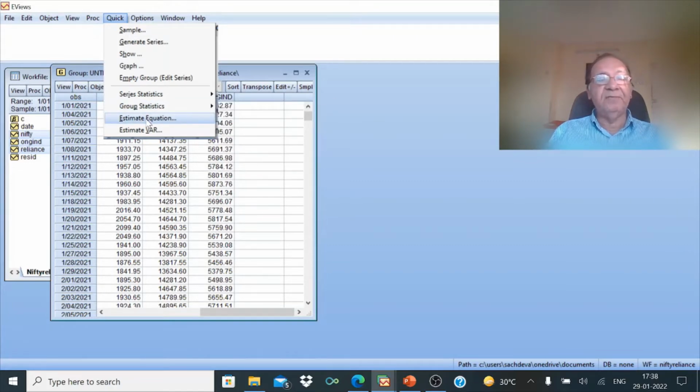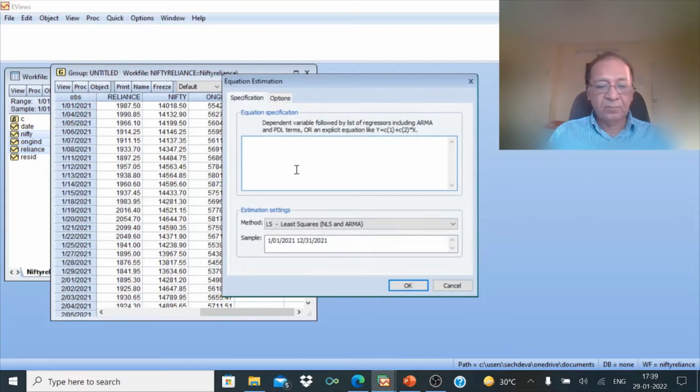the independent variables. Estimate equation, Reliance as your dependent variable, C, then Nifty, and then your ONGIND, that is oil and gas index, which I have taken up. So we can say okay.